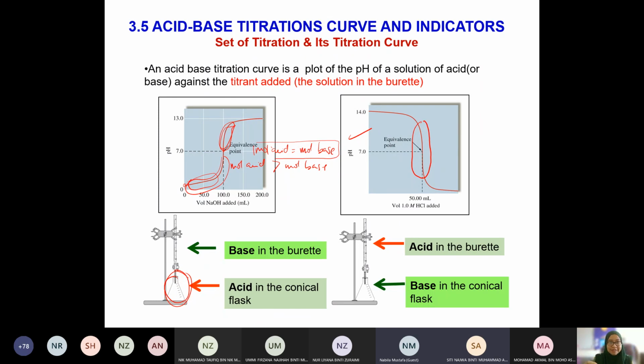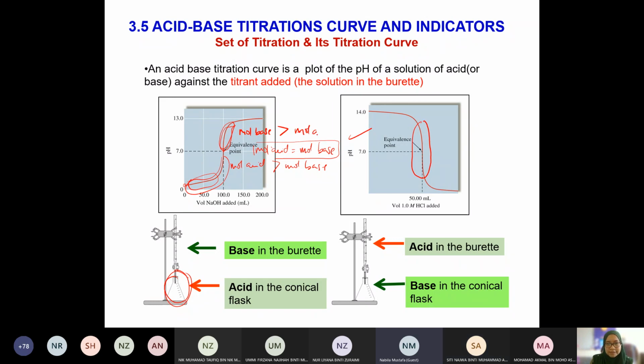Because you tak stop lagi reaction tu, you nak tengok what happen next kan. After you have reached the equivalent point, you still titrate the solution, maksudnya you keep adding the base into the solution. So what will happen? Of course lah, pH akan menaik kan, because at this point, kawasan ni, mole of base, of course lah, dia paling banyak daripada acid. Acid dah habis sebenarnya, so we only have the base only.